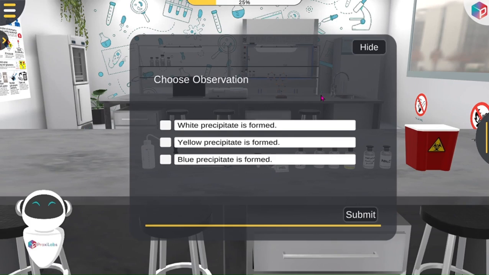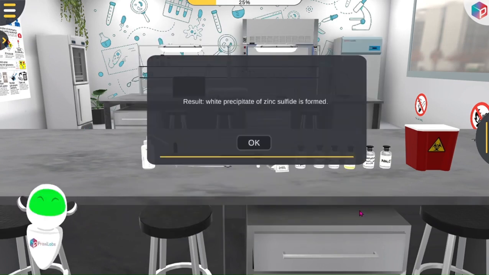Observation: white precipitate is formed. Result: white precipitate of zinc sulfide is formed.